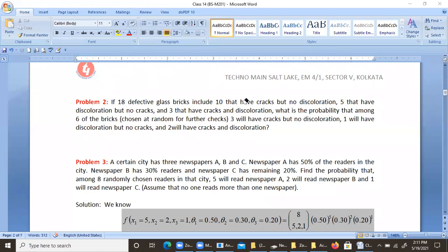But so far as I can remember, problem number 2's answer is misprinted. Instead of writing 0.079, it is written 0.097. So you have to rectify it, you have to note it down. Okay, so that answer is misprinted.